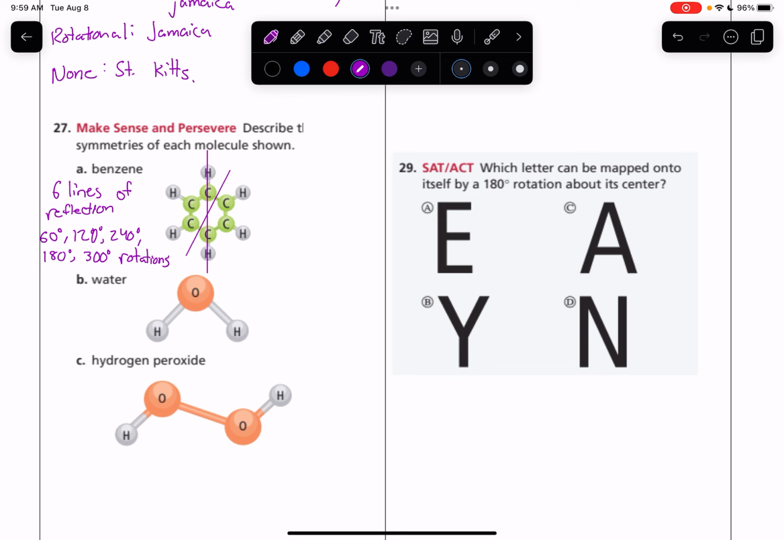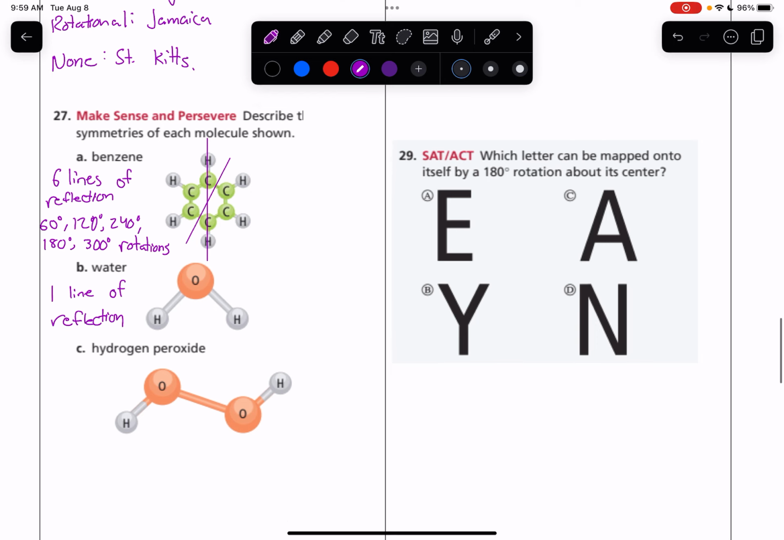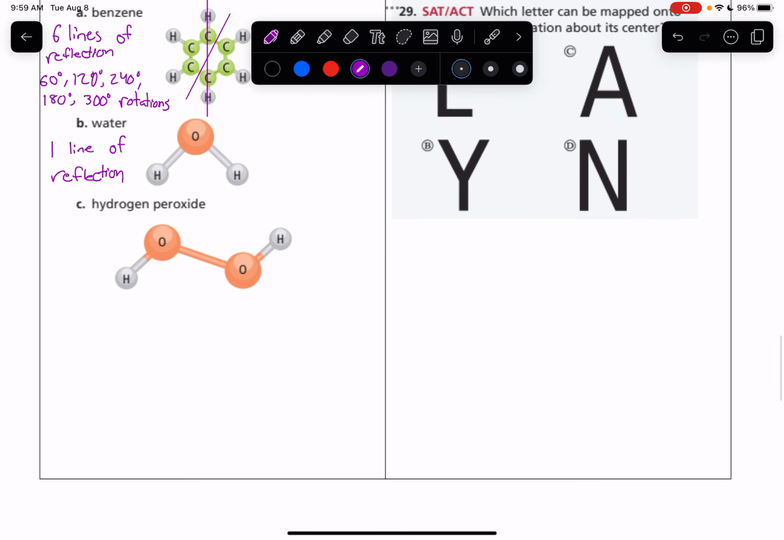Water only has one line of reflection vertically. One line of reflection. And hydrogen peroxide has no lines of reflection, but it does have 180 degree rotational symmetry. Rotational around this center point there, right? Also called point symmetry.